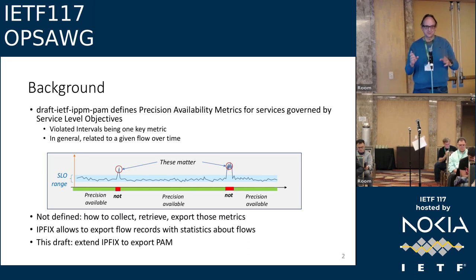What this concerns is services which are governed by service level objectives, for example high precision services, the type being defined in or enabled by DETNET, where you have stringent latency guarantees. You want to know when the promised precision is available, when it has not been available, or when it has been violated. According to this other work, various metrics are being defined. However, what is not defined there is how to collect, retrieve, and export those metrics, and this is one aspect being addressed here. IPFIX clearly allows exporting flow records with statistics about flows, which applies directly here. So this draft is about extending IPFIX to export precision availability metric data.